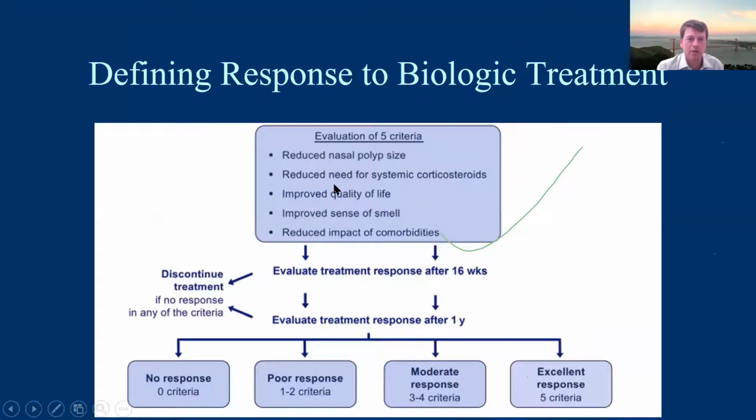They also describe defining what's an appropriate response to this treatment, or how to follow these patients over time. So they recommended evaluating with 5 criteria: size of nasal polyps, need for systemic corticosteroids, improvement in symptoms, as well as reduction of impact of comorbidities, most significantly asthma. They suggested evaluating after 16 weeks. If you've had no improvement at all, you can discontinue. If you've had some improvement, continue treatment for a year, and then you can categorize your response based on the number of criteria which demonstrated improvement: excellent, moderate, poor, or no response.